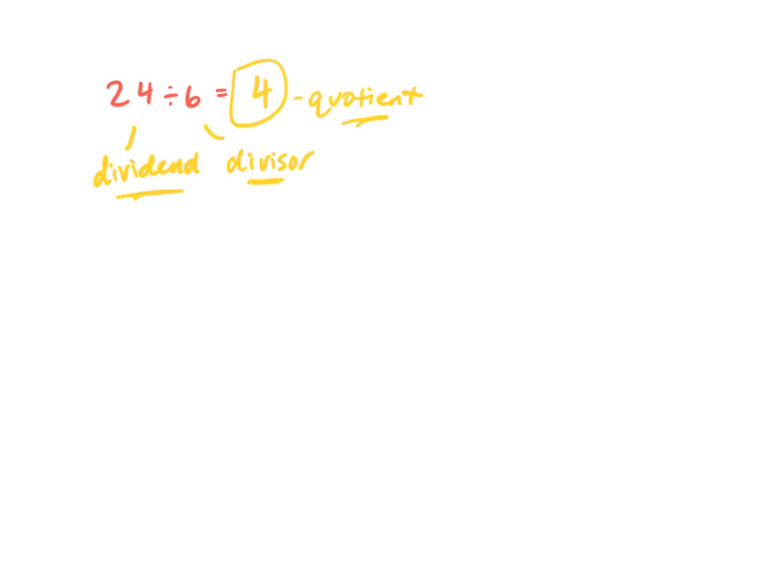To set the same problem up as a long division problem, we would first build this little house. Inside the house always goes the dividend, the number being divided, so 24. The divisor, the number doing the dividing, goes outside of the house, and then when we're done solving, the quotient is going to be on top.